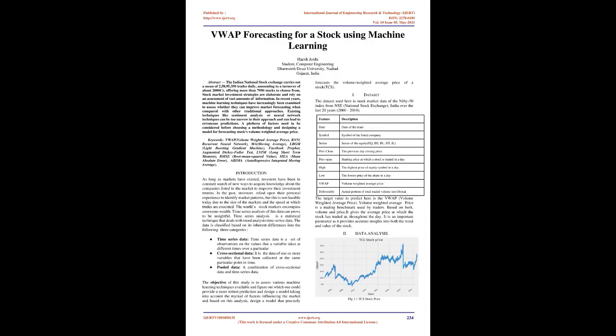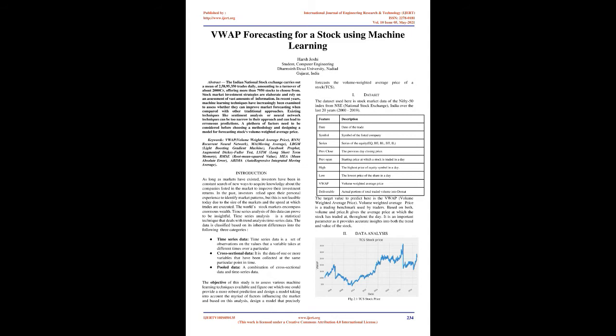VWAP forecasting for a stock using machine learning. Abstract: the Indian National Stock Exchange carries out a mean of 2,58,95,350 trades daily, amounting to a turnover of about 2000 crore, offering more than 7,950 stocks to choose from.